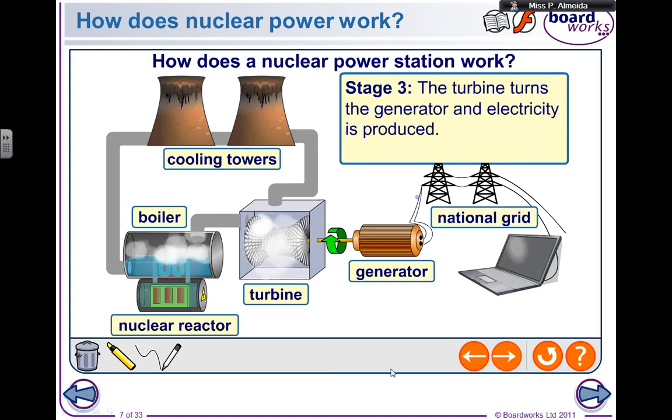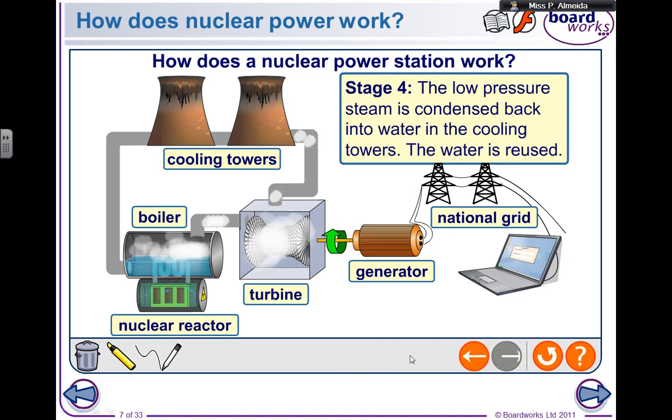Then, next step, the turbine is connected to a generator. So as the turbine spins, the generator spins. The generator, as the name says, generates electricity using electromagnetism, something that you're going to learn later on in your videos. So when the generator turns, electricity is produced, okay? This electricity is going to go to the national grid, to the computers.